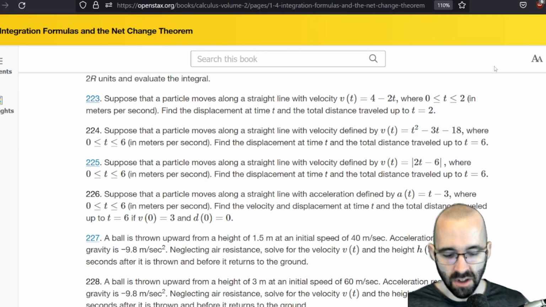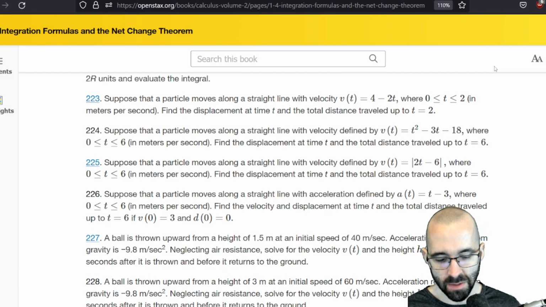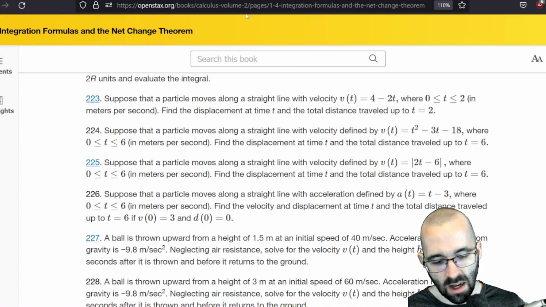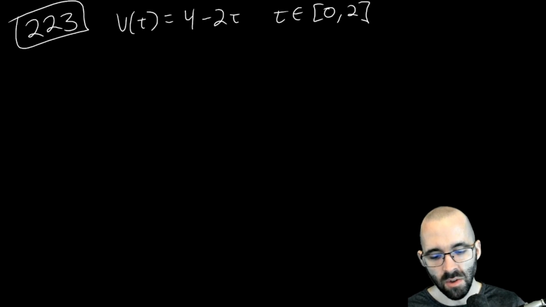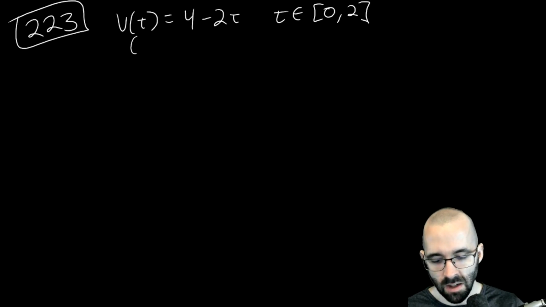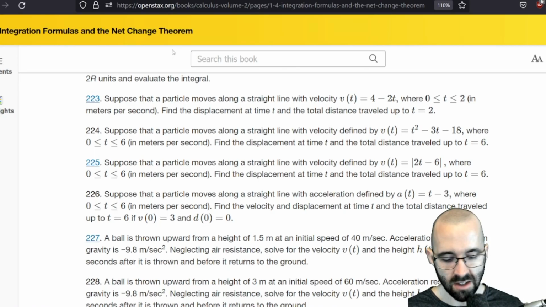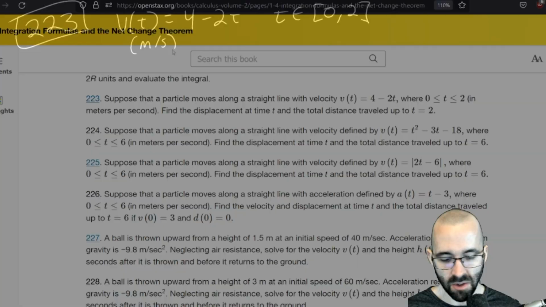Suppose that a particle moves along a straight line with this velocity, similar to what we did in the lecture problems. And our velocity here is v of t equals 4 minus 2t, and t is in the interval from 0 to 2. Remember that this notation is the same as what the book writes down, that t is between 0 and 2. And we're in meters per second for this velocity equation. Find the displacement at time t and the total distance traveled up to t equals 2.